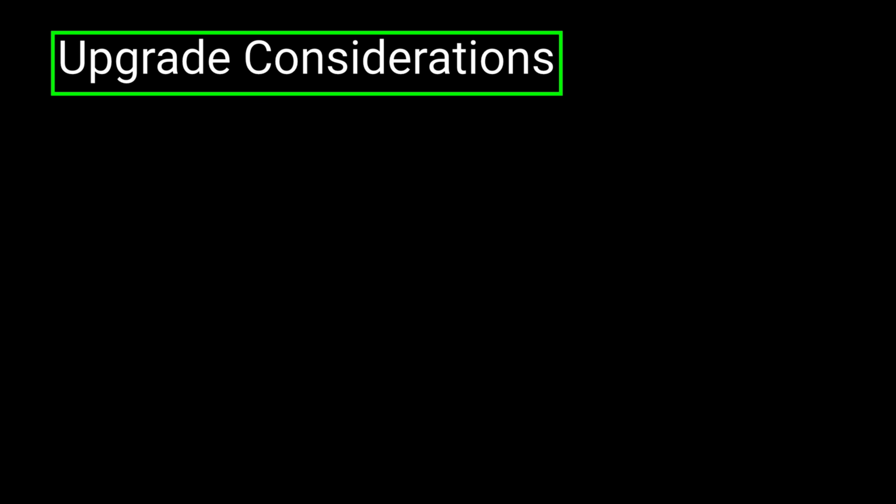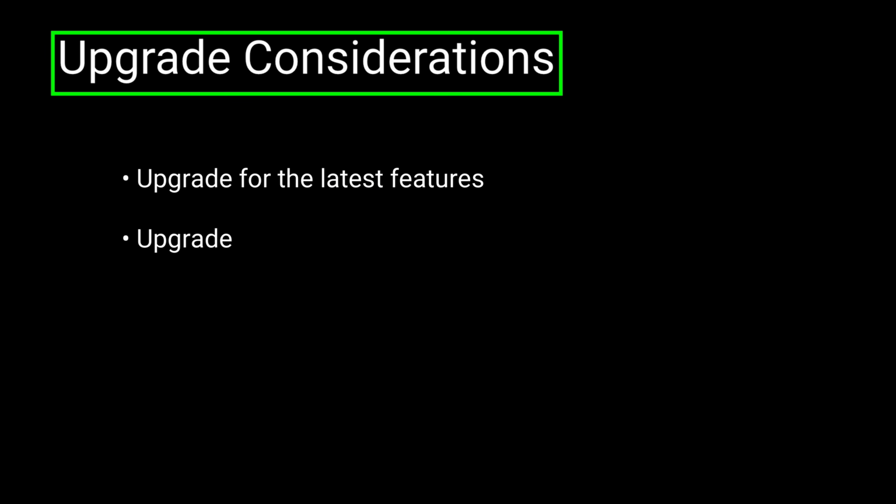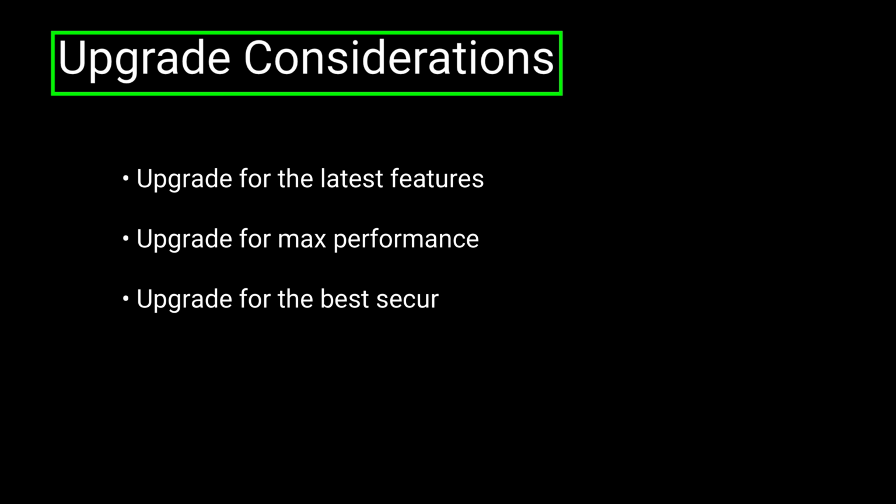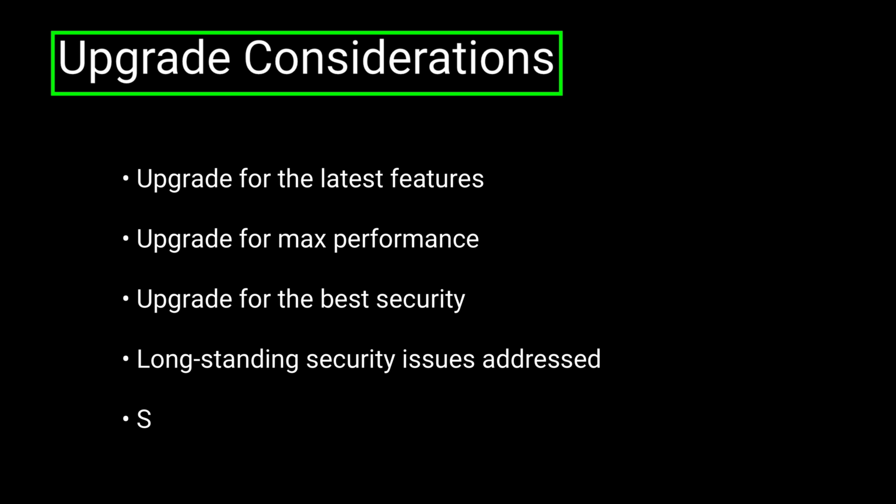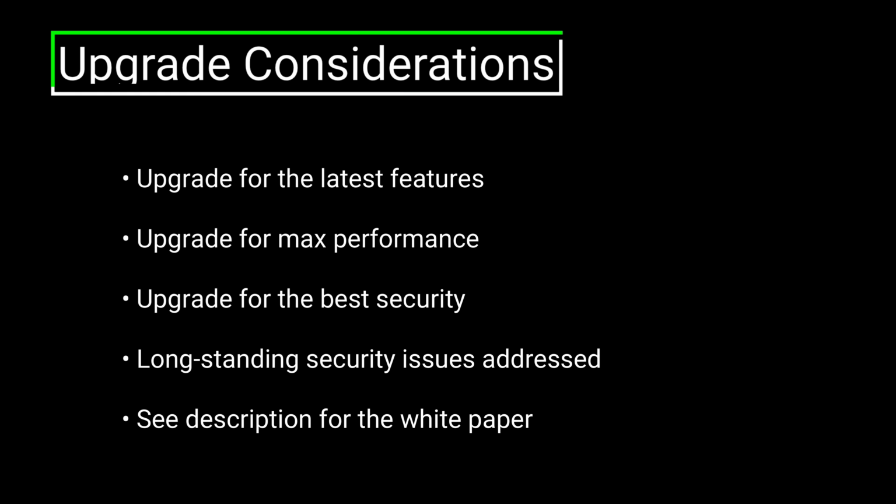Upgrade considerations. As with most any software, upgrading to the latest version is in your best interest, not only to get the latest features, but also the more reliable performance and with the tightest security. With this version in particular, long-standing security issues have been addressed, and we strongly recommend upgrading your version of FileMaker to the latest 2024 version. Below this video, you'll find a link to a white paper describing the vulnerabilities addressed, as well as ways to immediately protect systems that you're using today, even if you are using an older version of FileMaker.